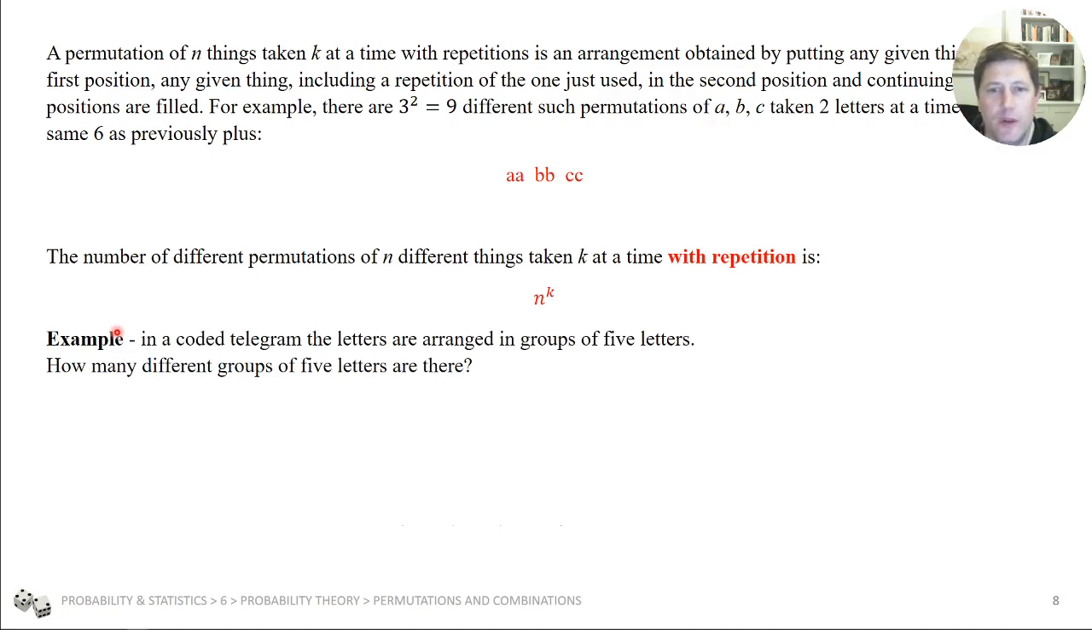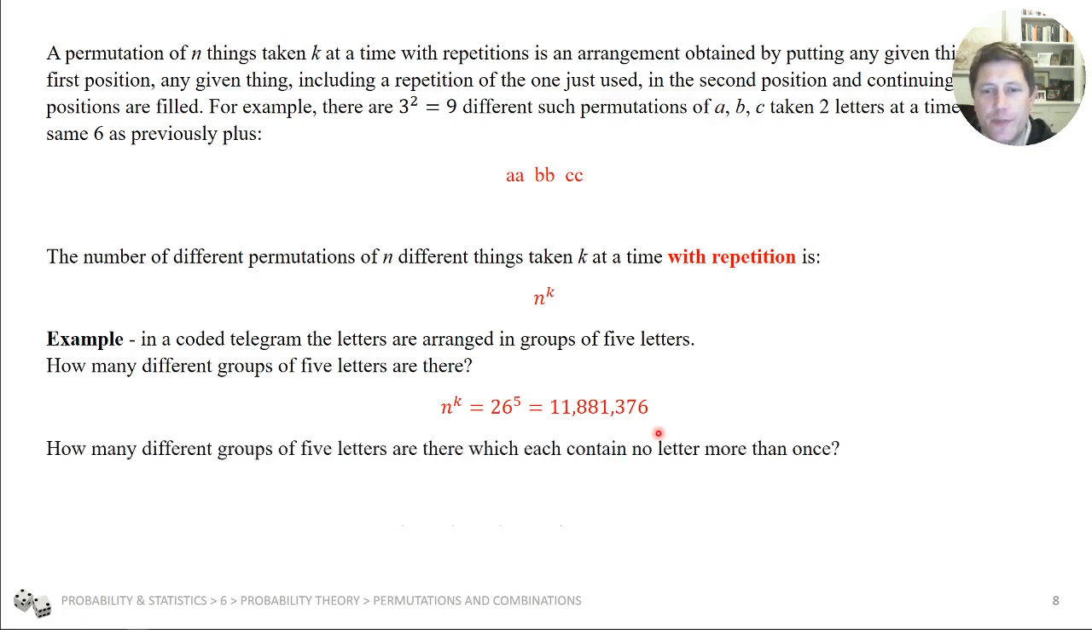So for example, if you have a coded telegram, the letters are arranged in groups of 5. How many different groups of 5 letters are there? Well, there are 26 letters in the alphabet. That's how many we can be selecting from. And we're taking 5 of them. And we can repeat those letters. Once we've taken a letter from the alphabet, we can still take it again and use it again. And in that case, there are 11,881,376 different ways of arranging those 5 letters.